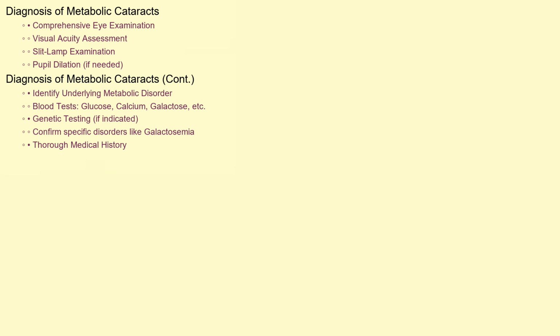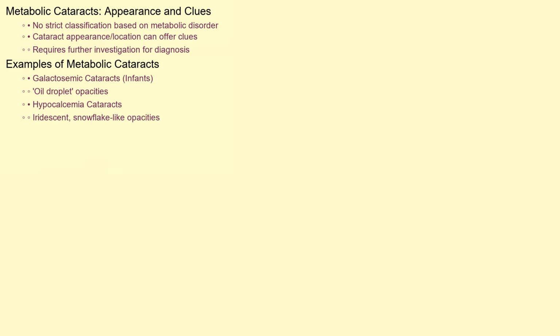Diagnosis of metabolic cataracts begins with a comprehensive eye examination by an ophthalmologist. This includes assessing visual acuity, performing a slit lamp examination to visualize the lens, and possibly dilating the pupils to get a better view of the entire lens. Identifying the underlying metabolic disorder is crucial. This often involves blood tests to measure glucose levels, calcium levels, galactose levels, and other relevant metabolic markers. Genetic testing may be necessary to confirm specific genetic disorders like galactosemia. A thorough medical history is also essential to identify any other underlying conditions that could contribute to cataract development.